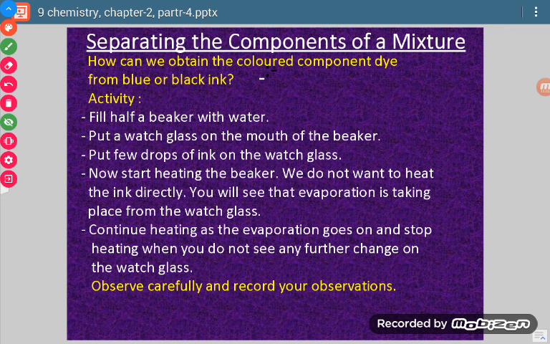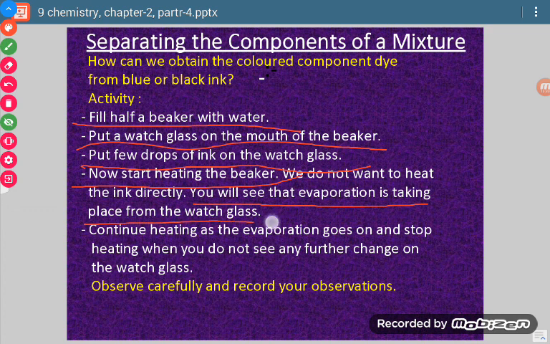So with the help of one activity we can separate this. How will we go ahead? We will take a beaker and fill it half with water. Then we will put a watch glass on the beaker. Then the ink from which we have to separate the dye, we will put on the watch glass. Then we will start heating the beaker. Now we will not heat the ink directly, as that will not give a proper evaporation of the solvent. So we are going to heat indirectly. By indirect heating, evaporation will occur in the volatile component of the ink.